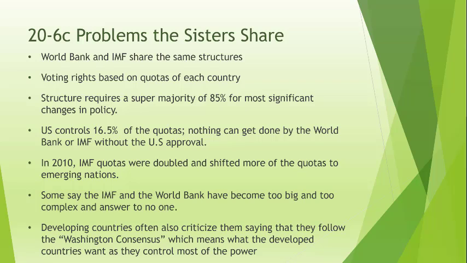By the way, these two organizations, the World Bank and the IMF, are often referred to as the sisters. Institutionally, they share the same structure. They have voting rights that are based on quotas in each country, and there's a supermajority of 85% for most significant changes in policy. So it's not just a majority on committees. Often you'll have to have this 85% barrier, so 60% won't be enough to pass something.